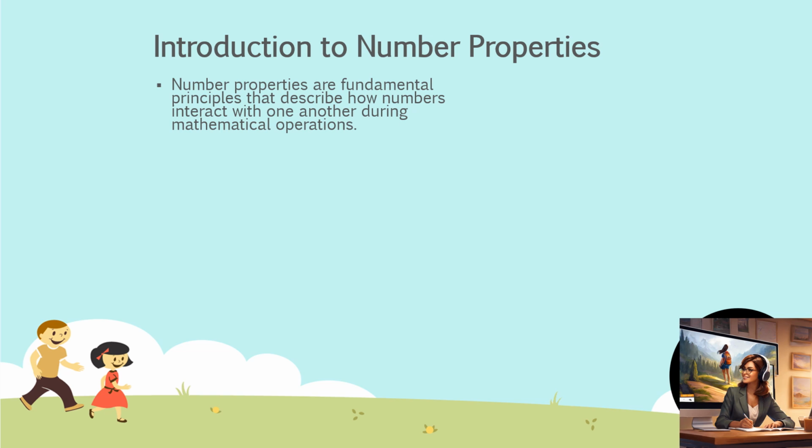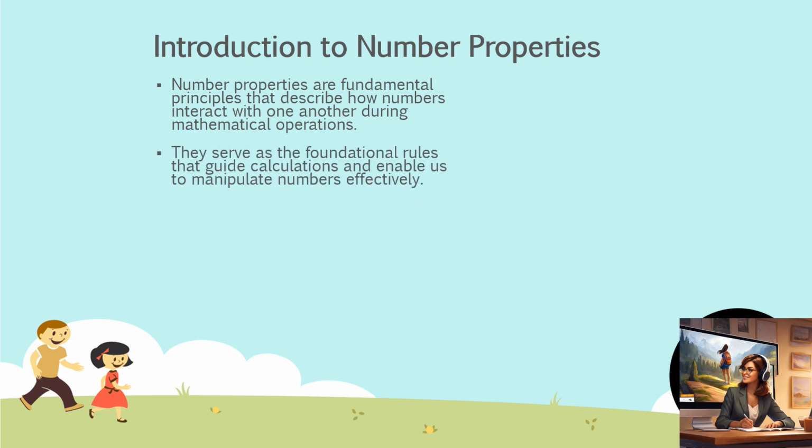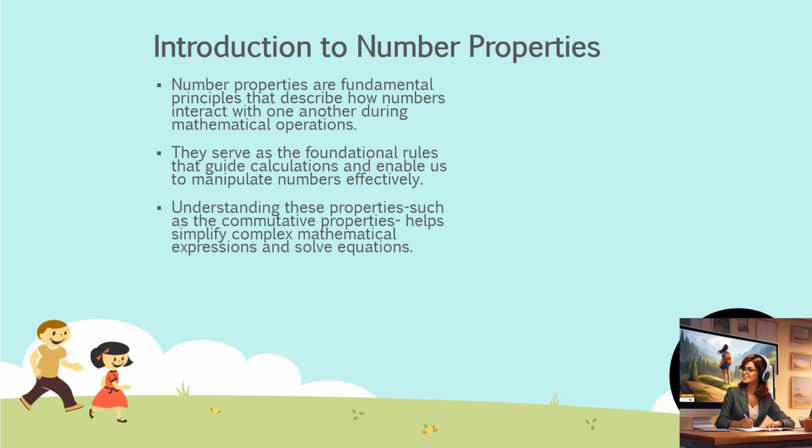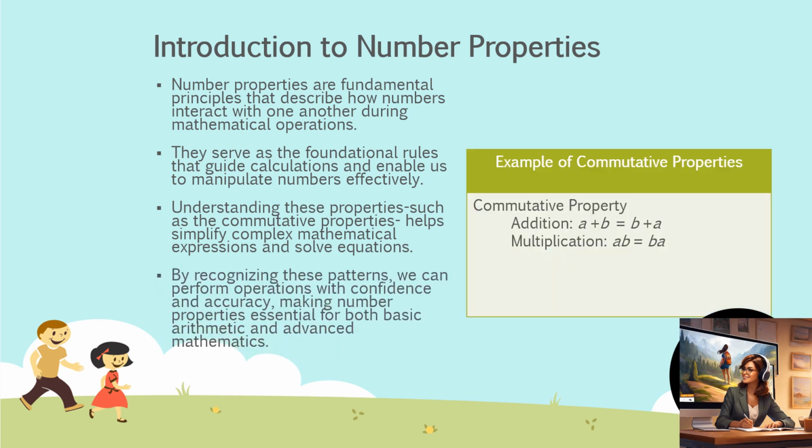Number properties are fundamental principles that describe how numbers interact with one another during mathematical operations. They serve as the fundamental rules that guide calculations and enable us to manipulate numbers effectively. Understanding these properties, such as the commutative properties, helps simplify complex mathematical expressions and solve equations. By recognizing these patterns, we can perform operations with confidence and accuracy, making number properties essential for both basic arithmetic and advanced mathematics.